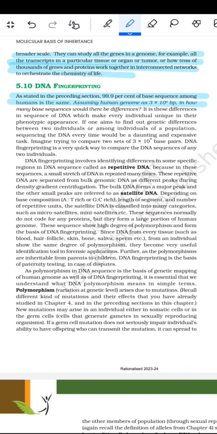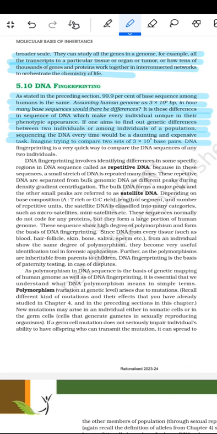Assuming the human genome is 3 × 10^9 base pairs, in how many bases would there be differences in the sequence? It is these differences in the sequence of DNA which make every individual unique in their phenotypic appearance. If one aims to find out genetic differences between two individuals or among the individuals of a population, sequencing the DNA every time would be a daunting and expensive task.